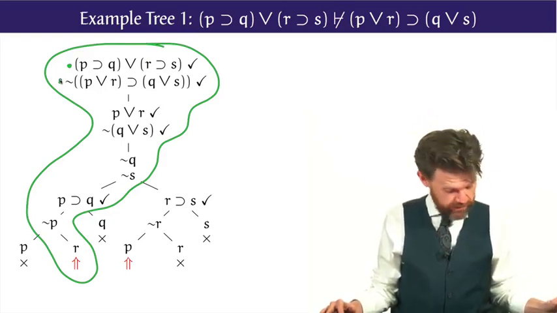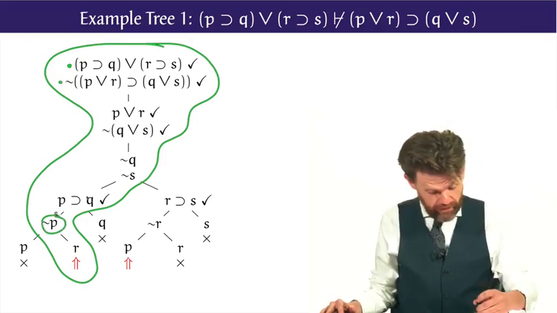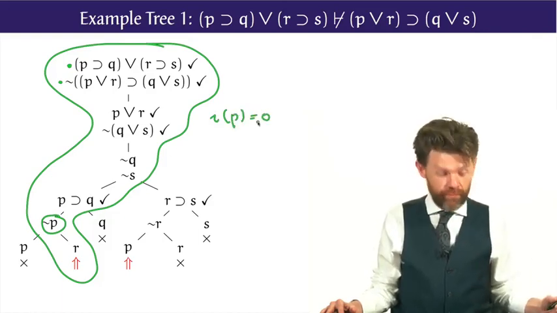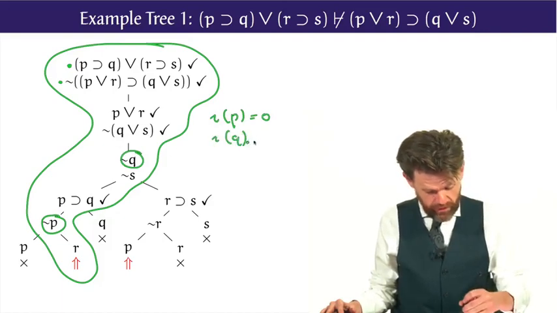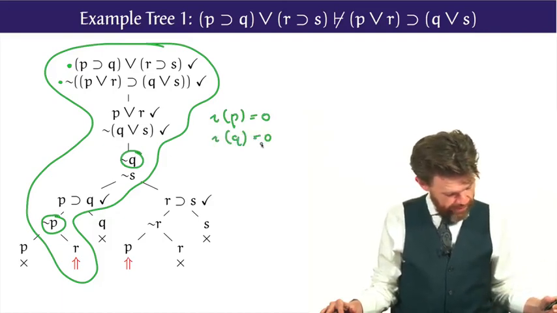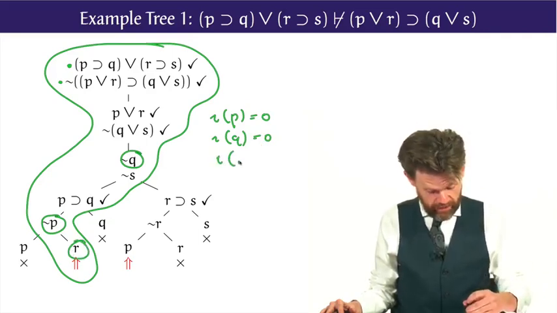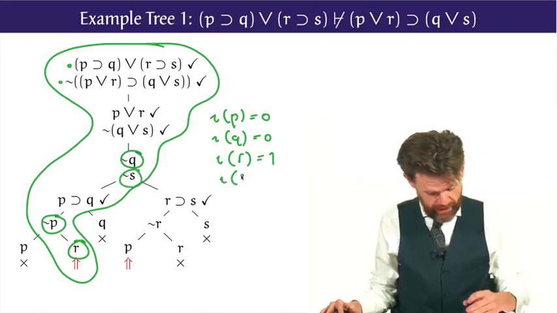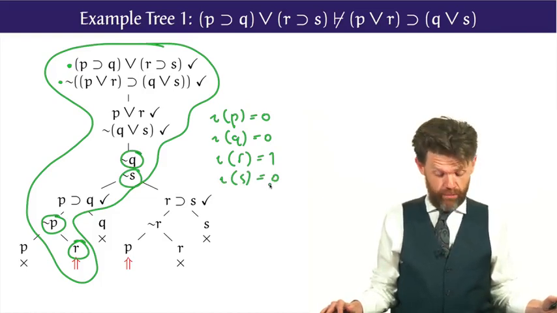So let's see what the branch says. First, about P, it says not P. So according to this branch, we can interpret P as being false. And it says not Q, so we can interpret Q as being false. And it says R, so it interprets R as being true. And it says not S, so it interprets S as being false. This is the interpretation that we get from the open branch.